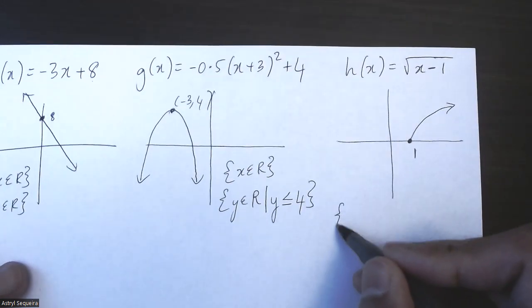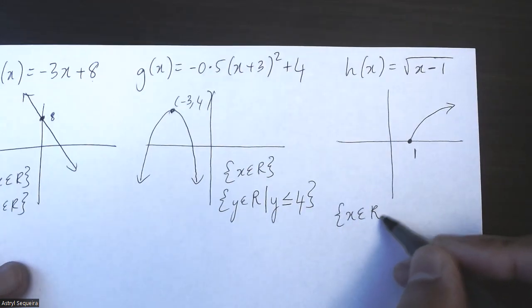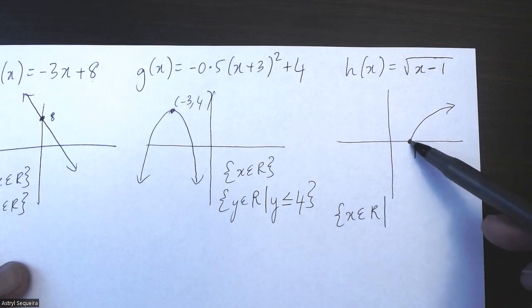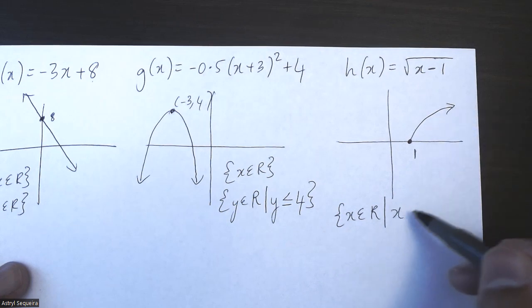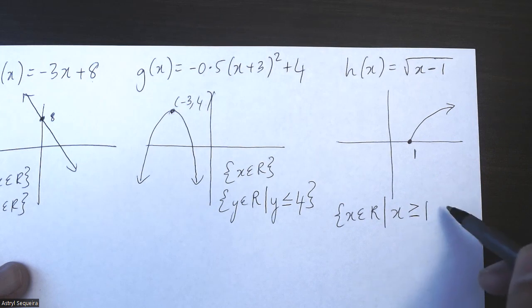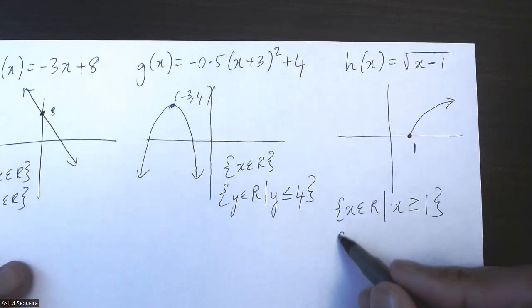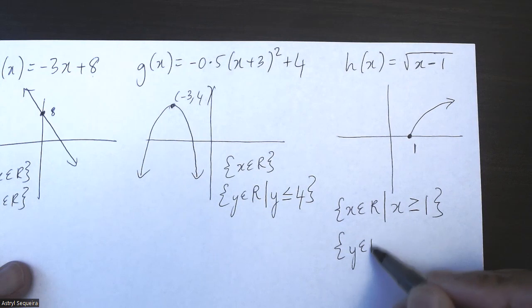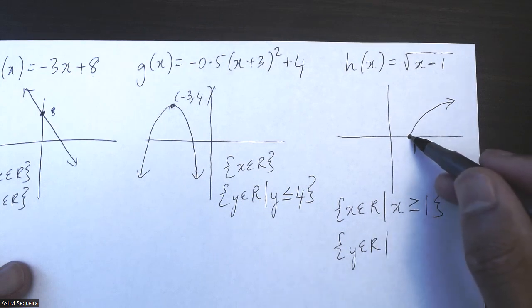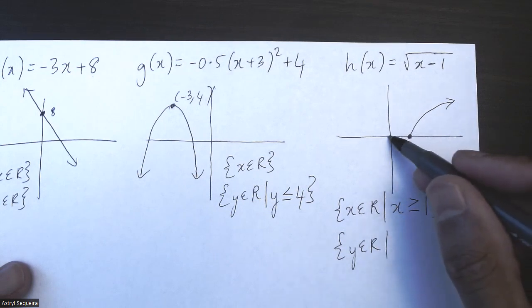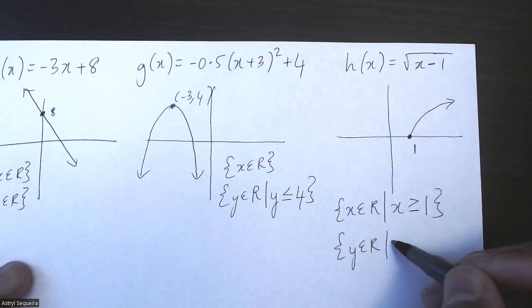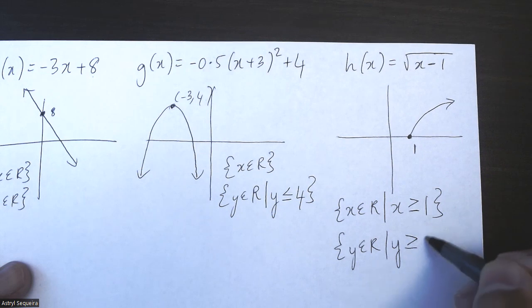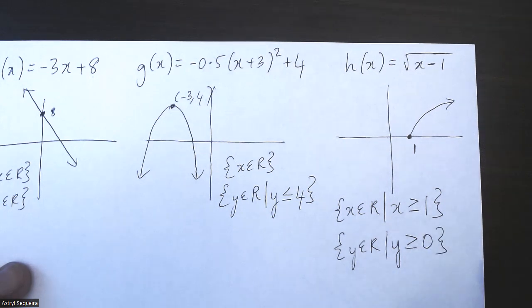And if I do the domain of this graph, my lowest x value is +1 and my highest x value is infinity going towards the right. So it's just x is greater than or equal to 1. For my range, the lowest y value is this point here, which is a y value of 0. Highest y value is also positive infinity, which means y is greater than or equal to 0.